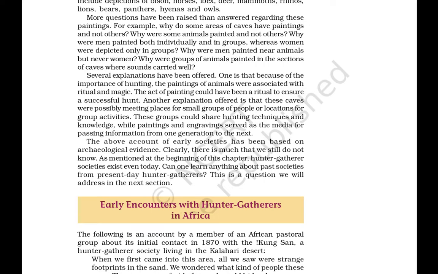The above account of early societies has been based on archaeological evidence. Clearly, there is much that we still don't know. As mentioned at the beginning of this chapter, hunter gatherer societies exist even today. Can one learn anything about past societies from present day hunter gatherers? This is a question we will address in the next section.